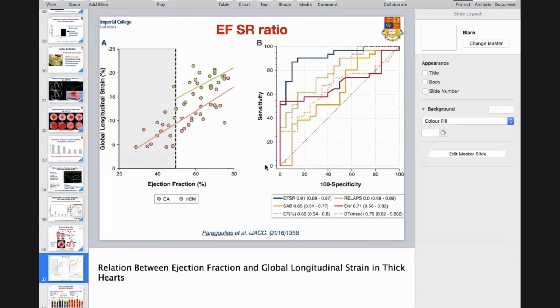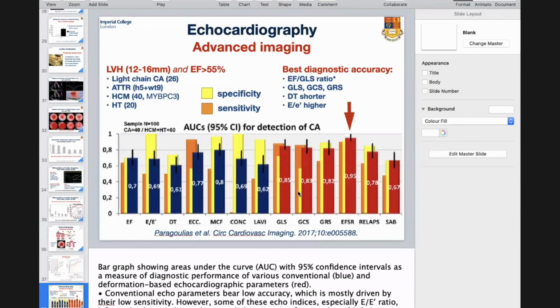And this is just to demonstrate that the advanced echo parameters in red columns here, whether it is global longitudinal strain, circumferential strain, radial strain, the ejection fraction versus strain ratio, and systolic apical basal ratio, all these parameters have a better diagnostic accuracy than the blue columns, which are the more traditional echo parameters such as ejection fraction, E/E prime, deceleration time, and so on.